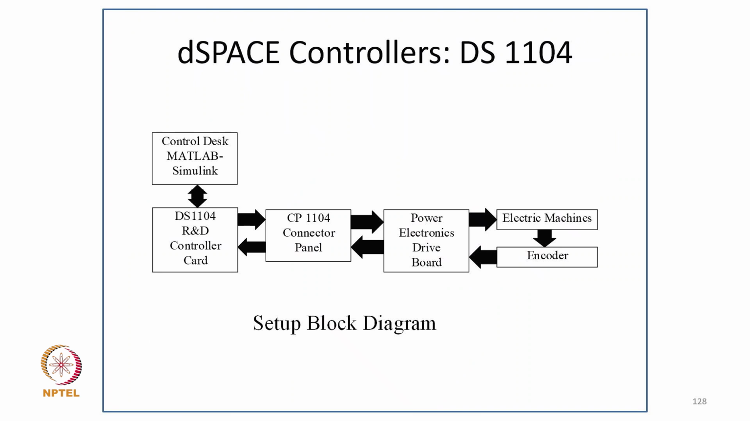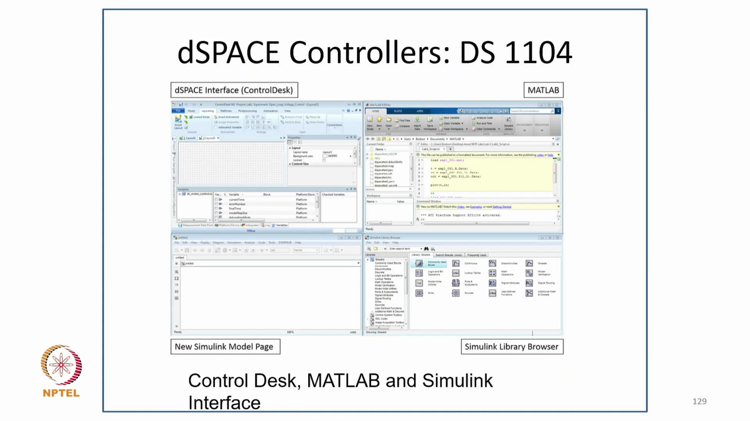So coming to the dSPACE controller DS1104, what does it consist of? ControlDesk from MATLAB Simulink can interface with the DS1104 R&D controller card, which has a bidirectional connection with the CP1104 connector panel, and then bidirectional with the power electronics drive board, and it can be interfaced to electrical machines as well as the encoder feedback. So this is the complete block diagram of how the system works with the dSPACE controller. And this is the typical dSPACE controller ControlDesk MATLAB with the Simulink interface, as you can see in the different parts while you are implementing the power electronics circuits with the dSPACE controller DS1104.